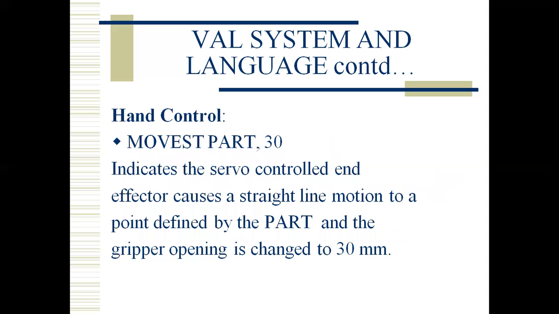So the hand control moves start part with respect to 30. That is nothing but until 30 centimeters or 30 mm, the straight line path will be moved by the gripping axis, or by the tool at the gripping axis.